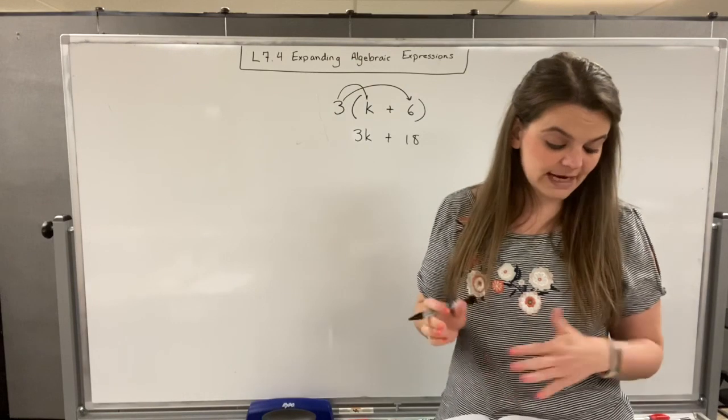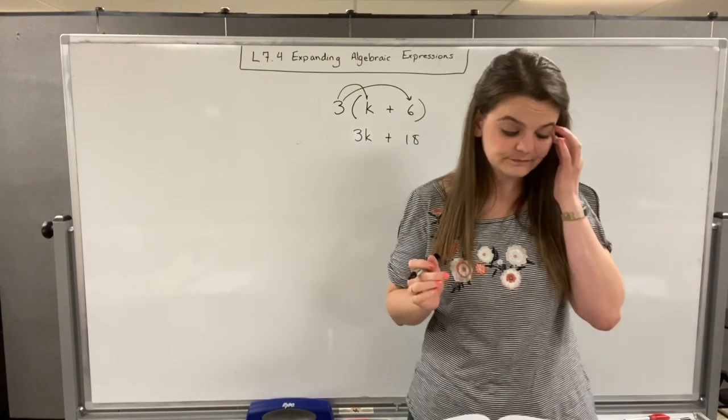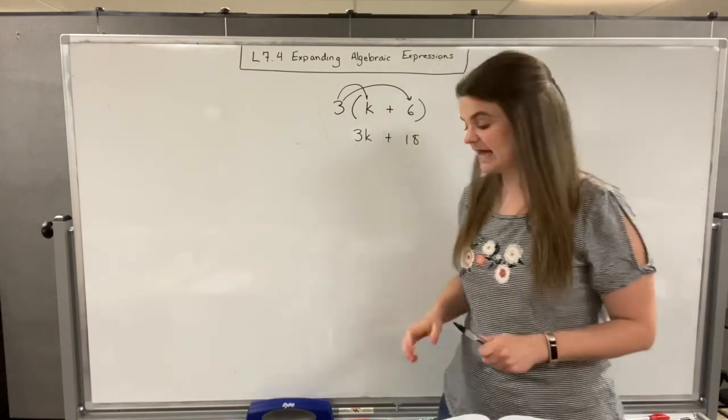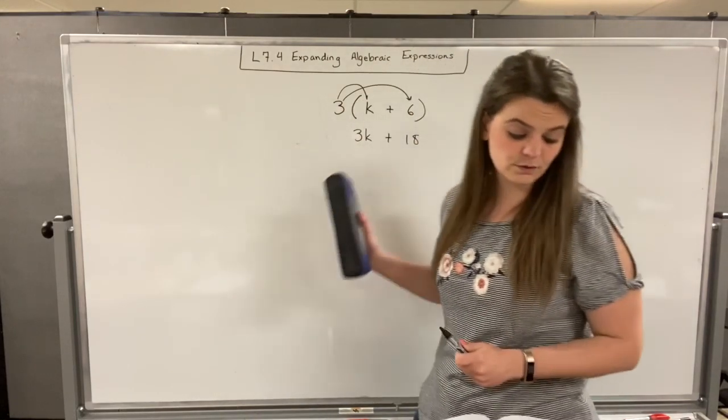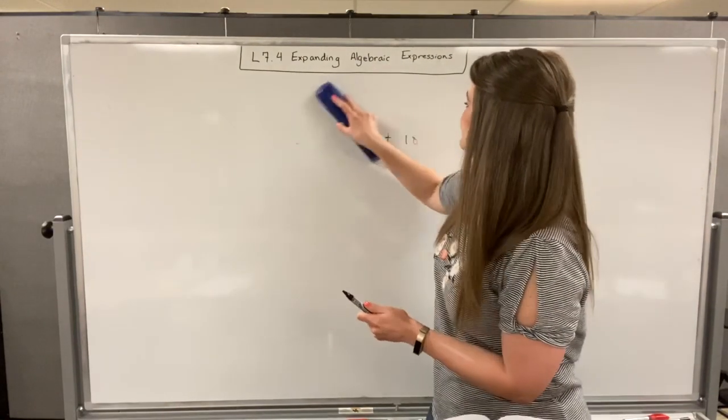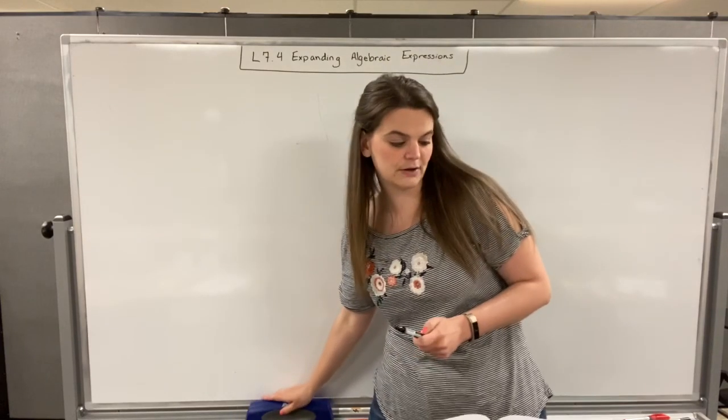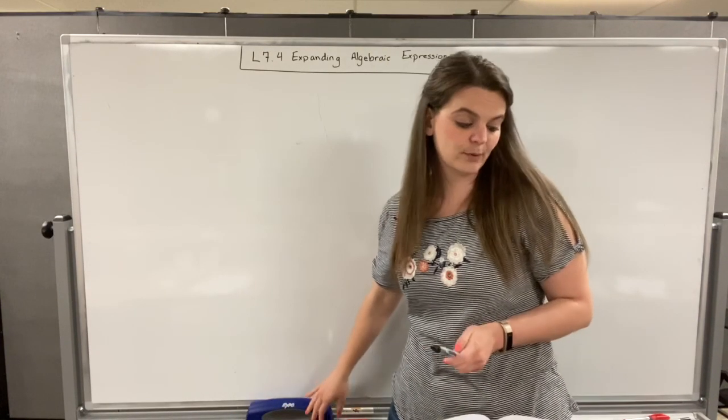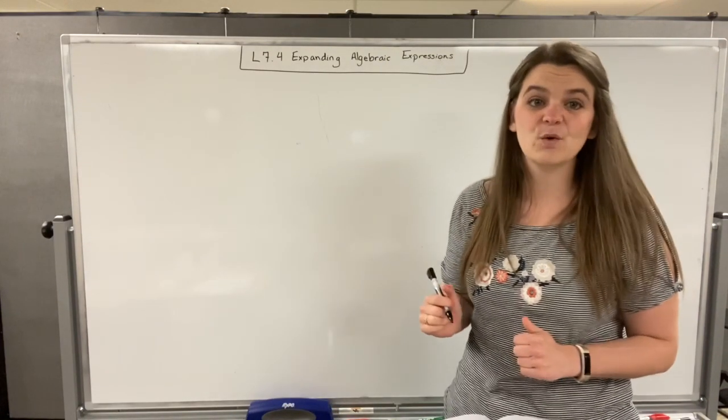Okay, go down to the guided practice. Let's look at number 1 together, and then I'm gonna have you do 2 through 6 on your own in your notebook. So number 1 says 3 parentheses x plus 4 parentheses.